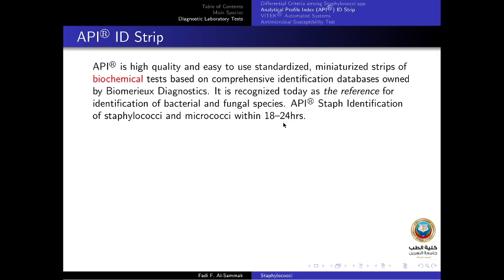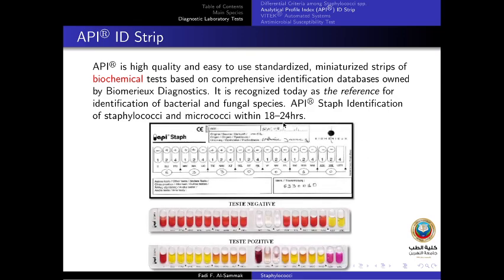This is usually owned by the bioMérieux Diagnostics company. It is also considered a reference for identification of bacterial and fungal species. The results after isolation can be reached within 18 to 24 hours. So this is the strip. It is the API strip for identification of staph.